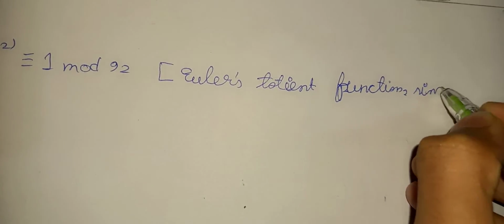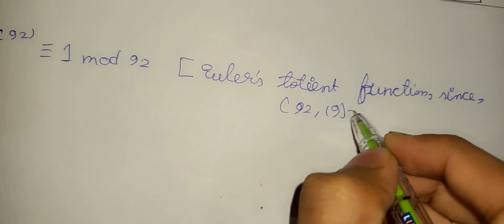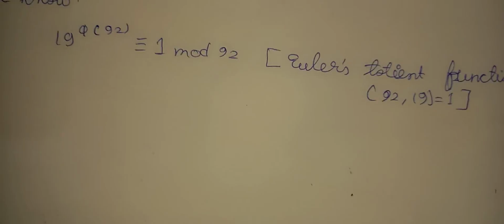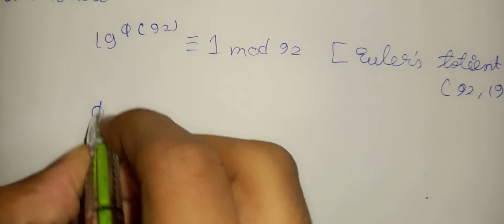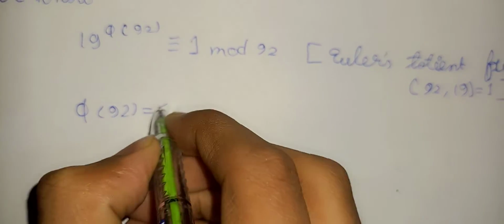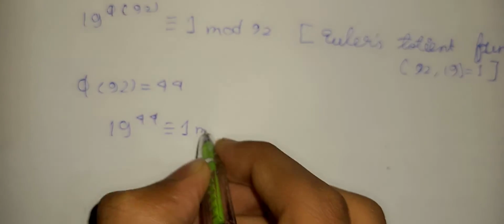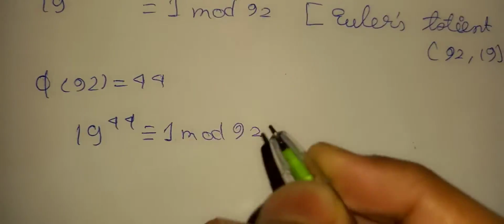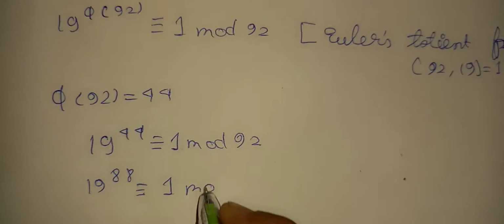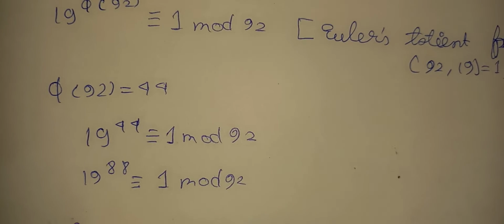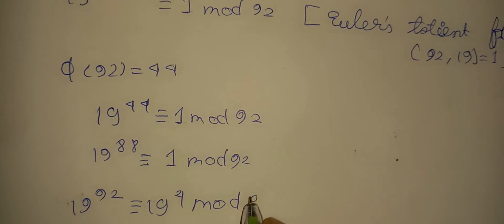Since 92 and 19 have GCD 1, cool. Now, we know the totient of 92 is 44. Therefore, 19 to the power 44 is 1 mod 92. Therefore, 19 to the power 88 is 1 squared, which is again 1 mod 92. So 19 to the power 92 is simply 19 to the power 4 mod 92.